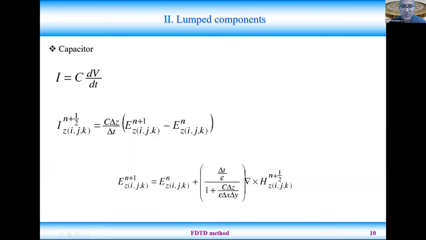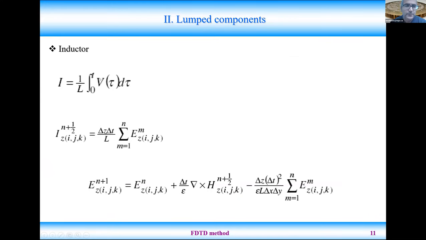Capacitor. Let's analyze what happens for different values of capacitor. If capacitor is small, there's no problem. If it becomes very high, it's not a problem too, actually, because this becomes close to zero. So the capacitor value doesn't have a bad effect on the stability.